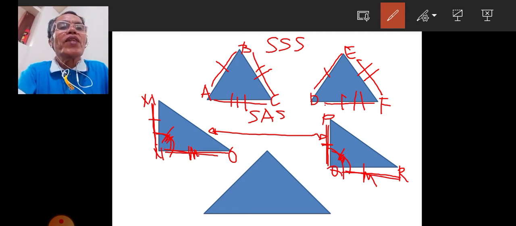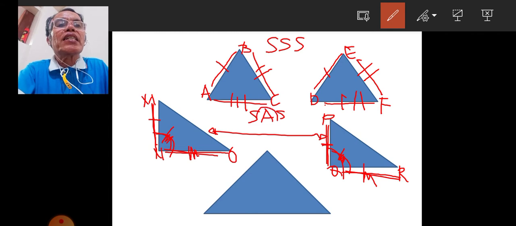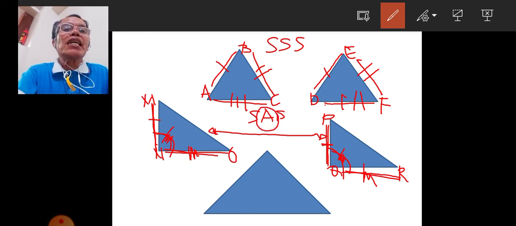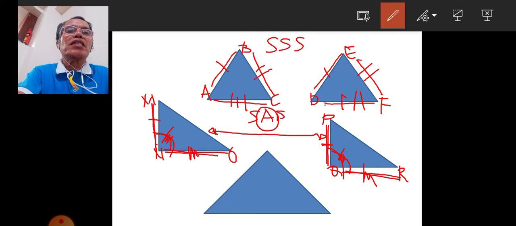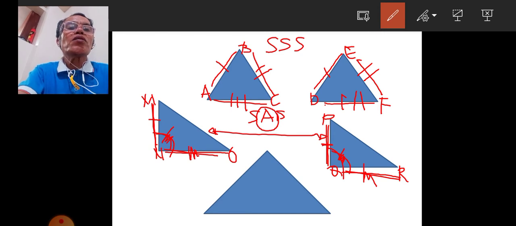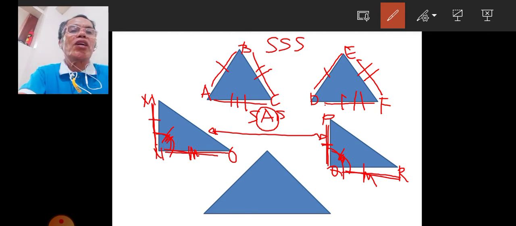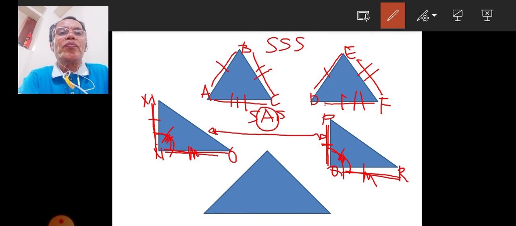And take note that the angle in the side-angle-side is the included angle. It is the angle that is in between the two given sides. And the side-angle-side postulate states that if the two sides and the included angle of one triangle are congruent respectively to the corresponding two sides and the included angle of another triangle, then the two triangles are congruent.